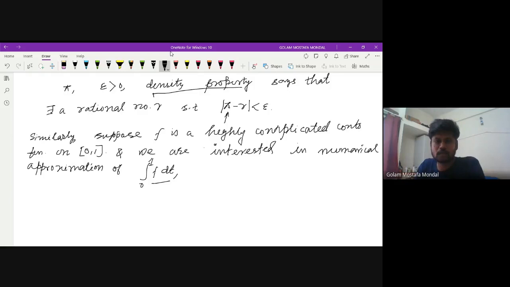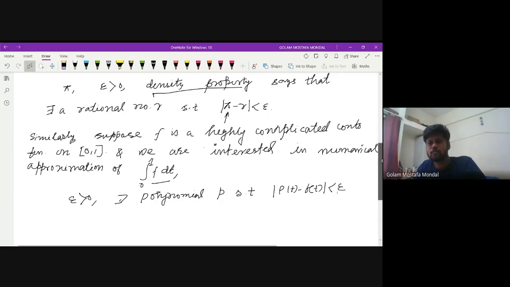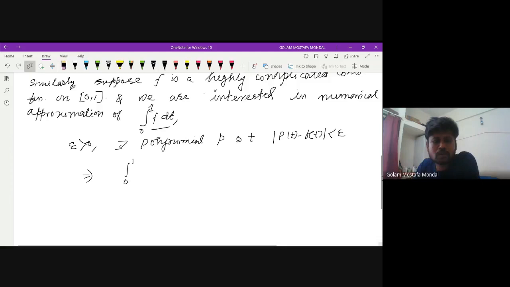But by the Weierstrass theorem, suppose epsilon is greater than zero, then there exists a polynomial P such that |P(t) minus f(t)| is less than epsilon. This implies the absolute value of the integral from 0 to 1 of (P(t) minus f(t)) is less than or equal to the integral from 0 to 1 of |P(t) minus f(t)|, and this is less than epsilon.